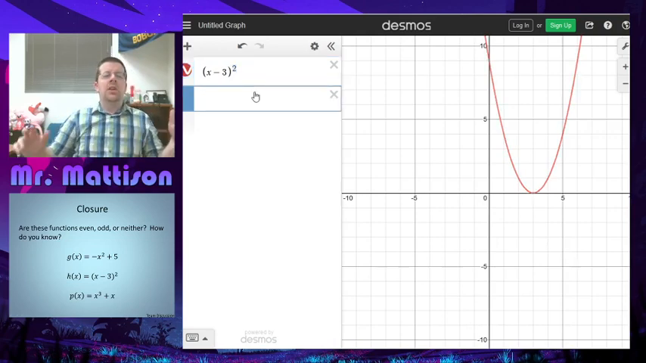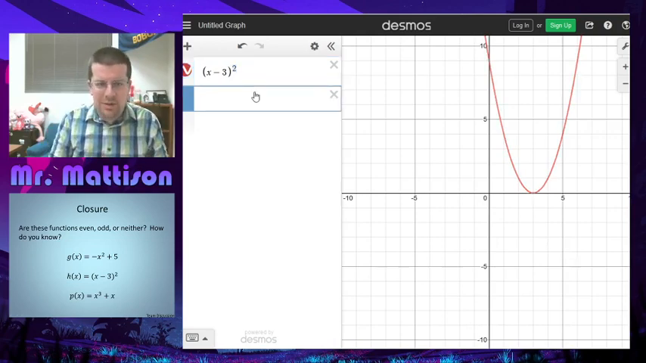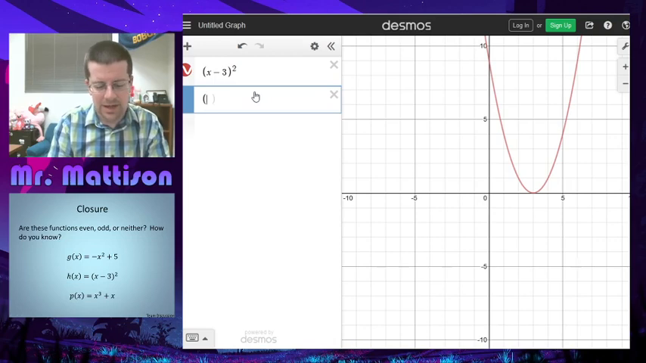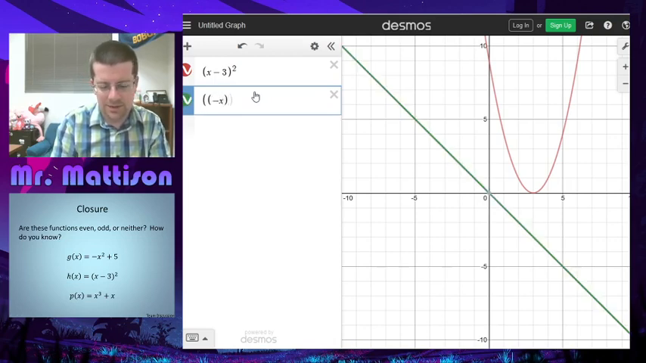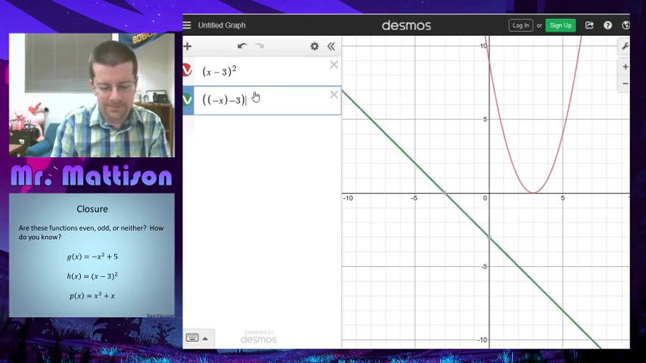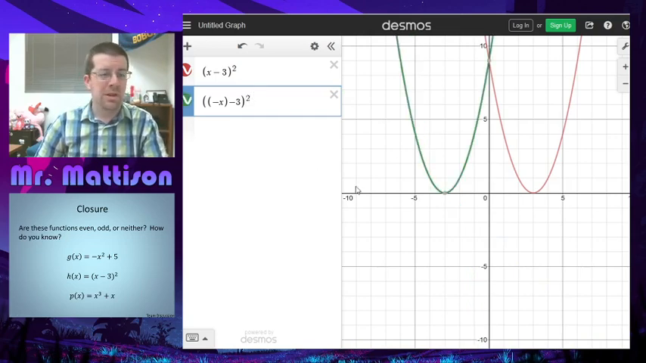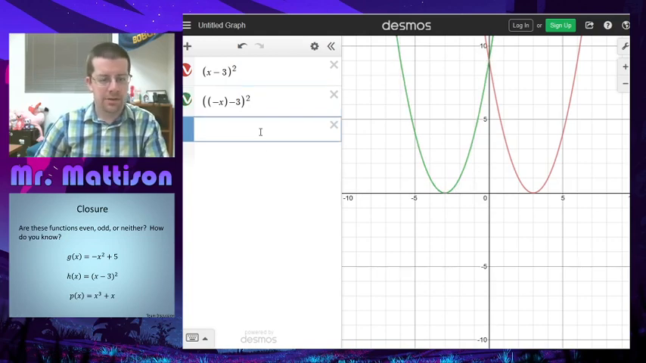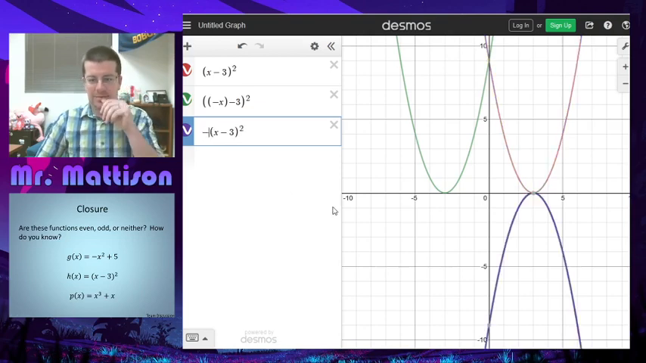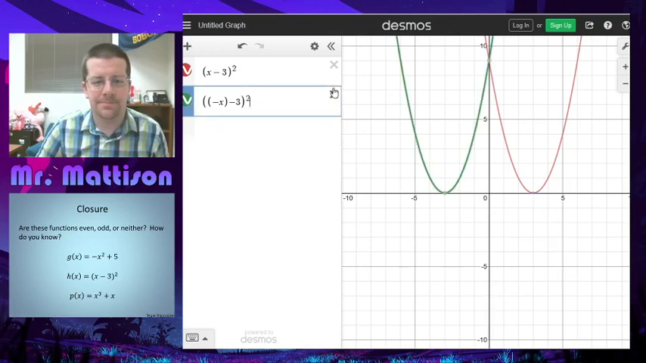And again, you don't need to go and graph the other ones, but I'm going to do it just to show. So here would be, if I plug in a negative for the x, and that's what we predicted, we'd have the parabola over here. If I throw a negative on the outside, I'll just copy paste, then I get it reflected down. So it's going to be neither in that particular case.